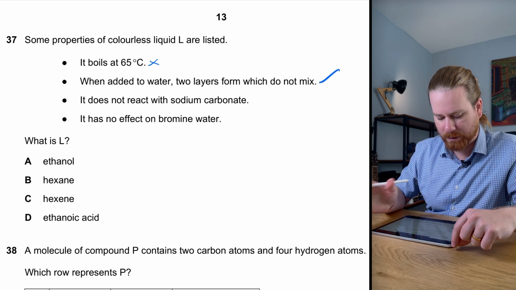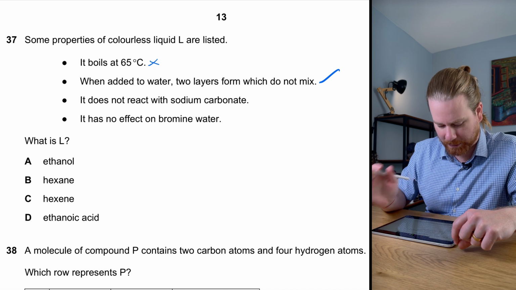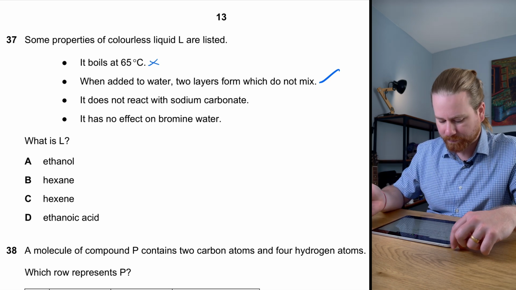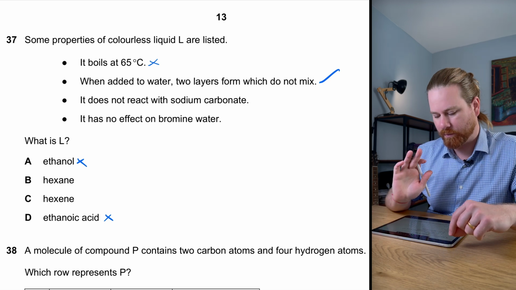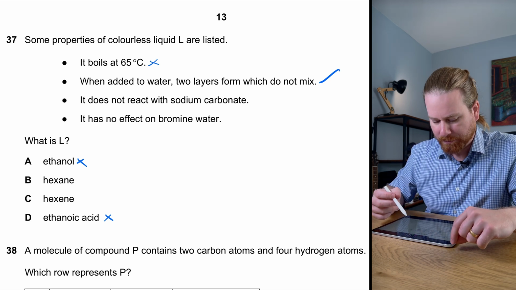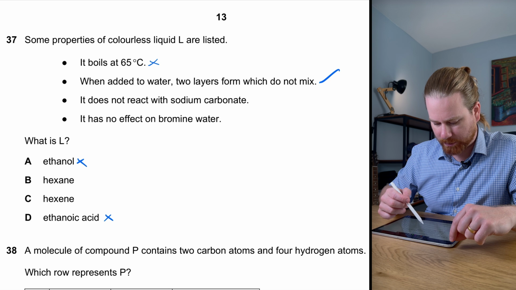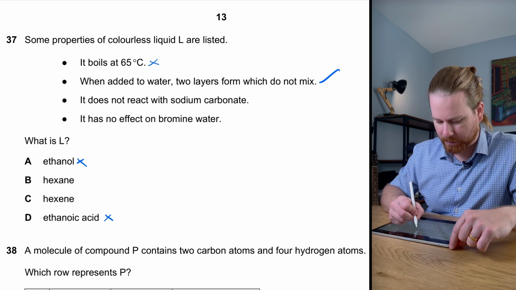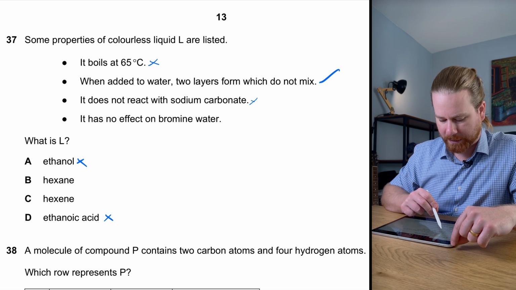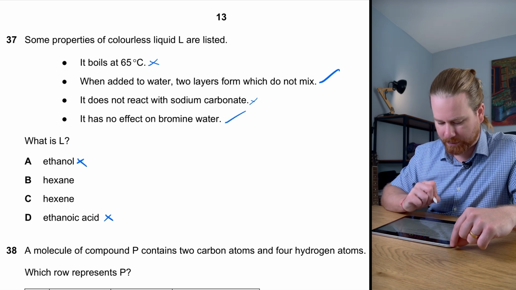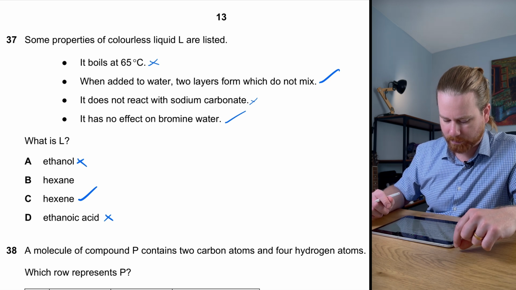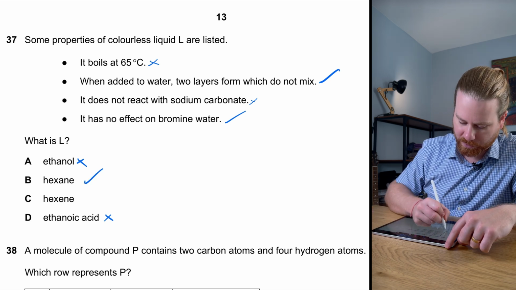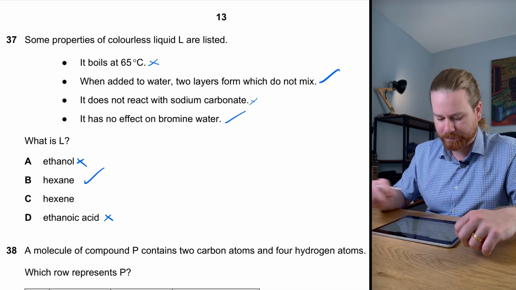So this means it isn't inorganic. Sorry, it means this is organic. So it's not going to be ethanol. It's not going to be ethanoic acid because they will dissolve in water. It does not react with sodium carbonate. Okay, that's not telling us anything. And then it has no effect on bromine water, so this is useful. So there we go, hexene does affect bromine water, so our answer is hexane.